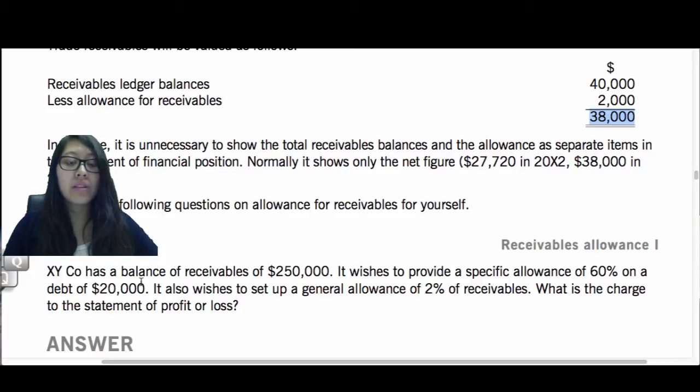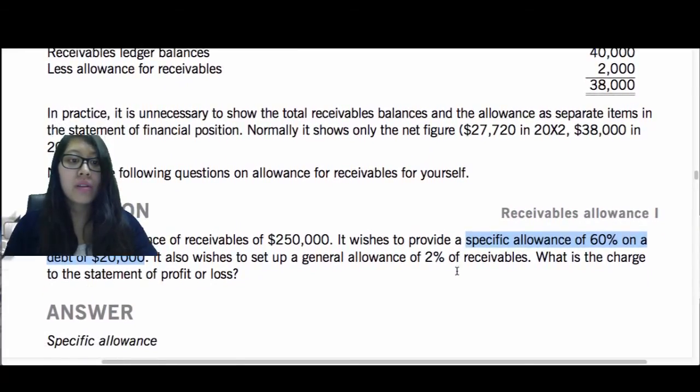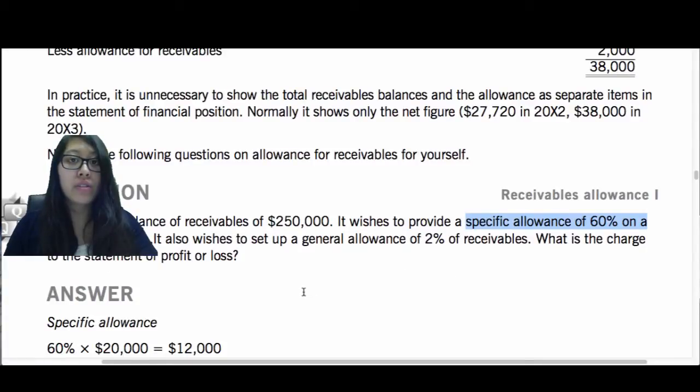XY Co. has a balance of receivables of 250,000. It wishes to provide a specific allowance of 60% on a debt of $20,000. So as you can see, it's a specific allowance on a specific debt, meaning just probably one person. So, what you will need to do is calculate the specific allowance first. So, 60% of 20,000 will be $12,000. This is our specific allowance.